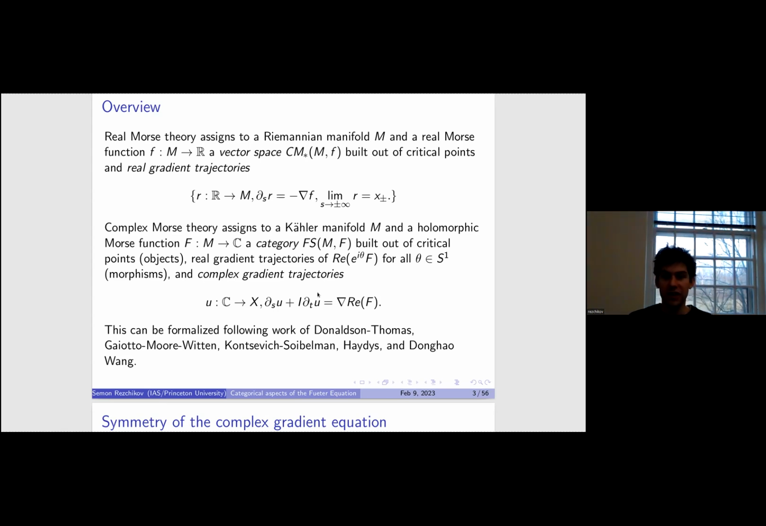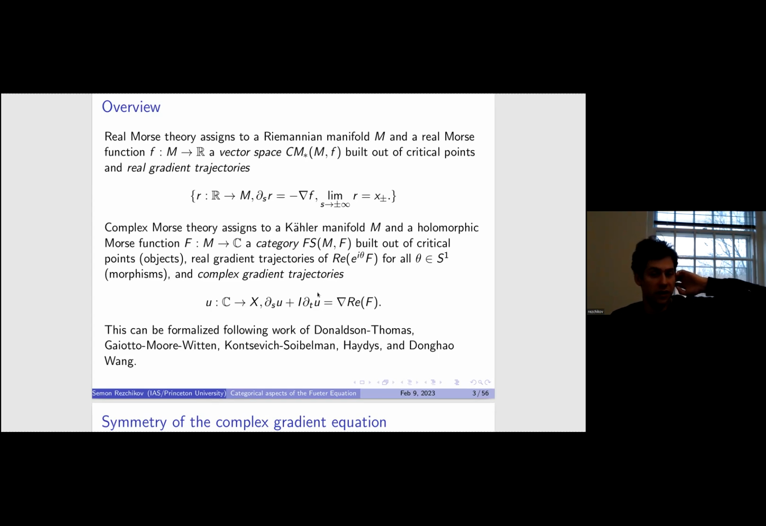So in complex Morse theory, we try to complexify every word in the previous sentence. So complex Morse theory assigns to, a complex version of a Riemannian manifold is a Kähler manifold, and a complex version of a real Morse function is a holomorphic Morse function. And instead of a vector space, we assign to it a category. The first approximation to this whole sentence should be that the category should be built out of critical points of the complex Morse function. Those should be the objects. The morphisms should somehow be counts of real gradient trajectories between these complex critical points.